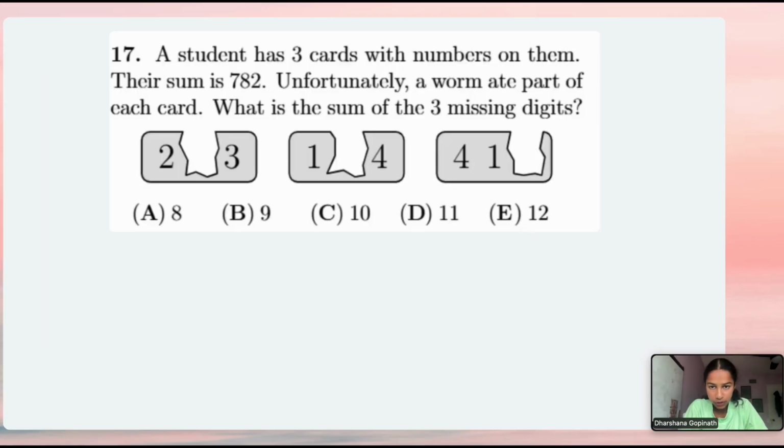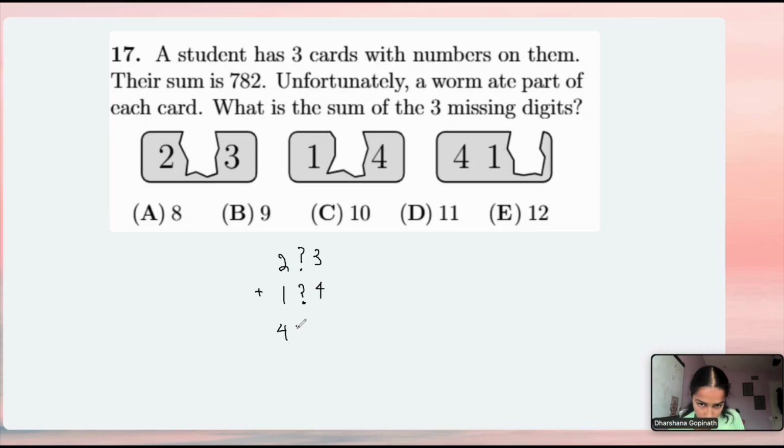17. A student has 3 cards with numbers on them. Their sum is 782. Unfortunately, a worm ate part of each card. What is the sum of the 3 missing digits? So let's just write out the 3 digits with what we have.